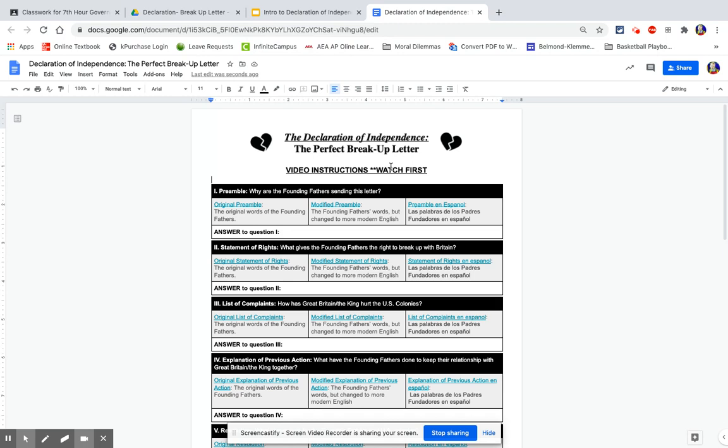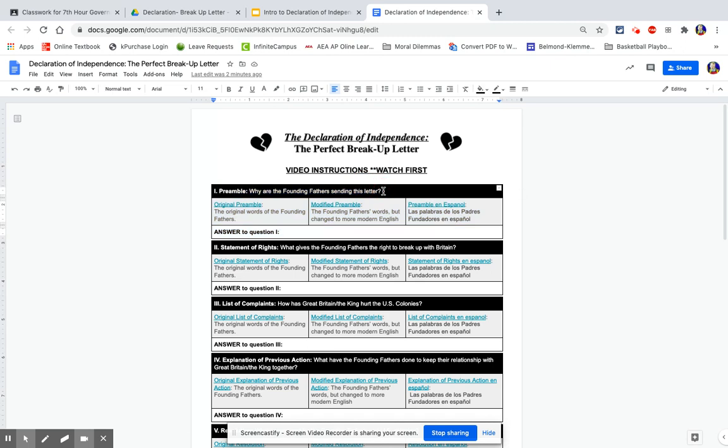Now, your job is we are going to be reading the Declaration of Independence in parts. I have the Declaration of Independence, which is essentially a breakup letter, split up into 5 different parts. Each different part is in black here. So the first part is the preamble, and following that is a question. The preamble question is, why are the founding fathers sending this letter?